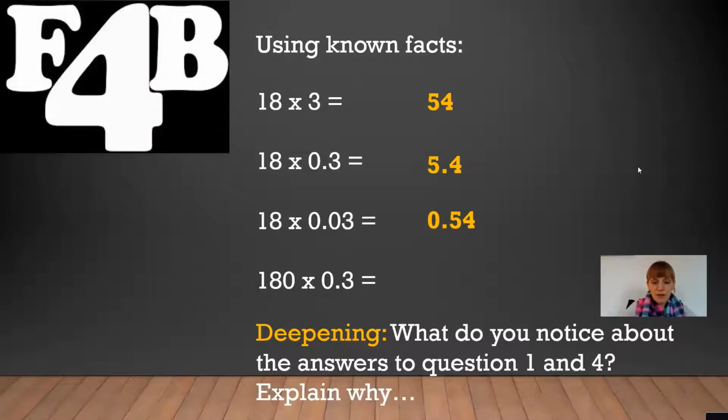And this was the interesting one because 180 is obviously 10 times bigger than 18, and 0.3 is 10 times smaller than 3. So actually our answer was 54, and our reasoning is there because 180 is 10 times larger, 0.3 is 10 times smaller. It balances out to give the same answer as our known fact that we began with.